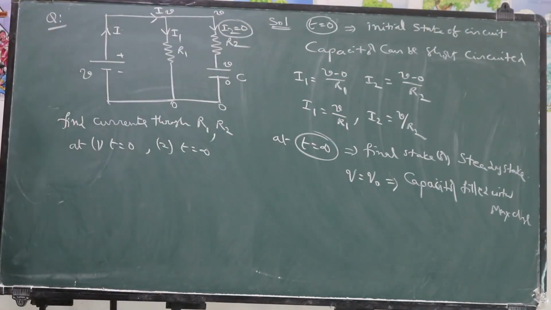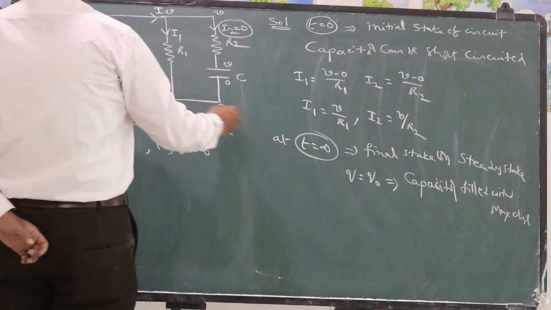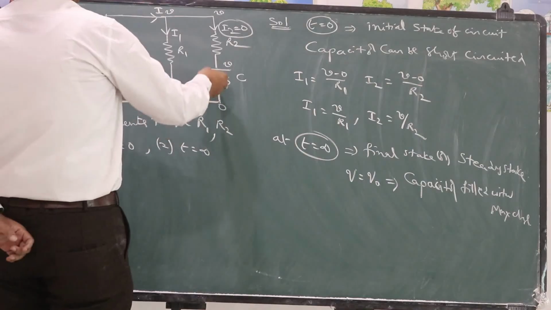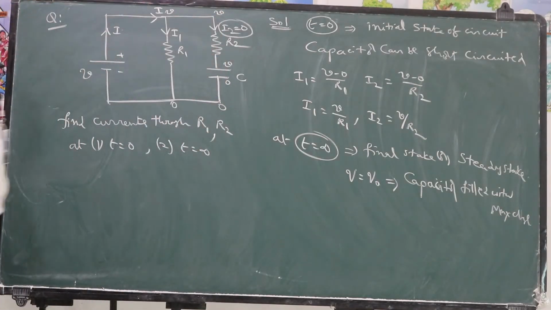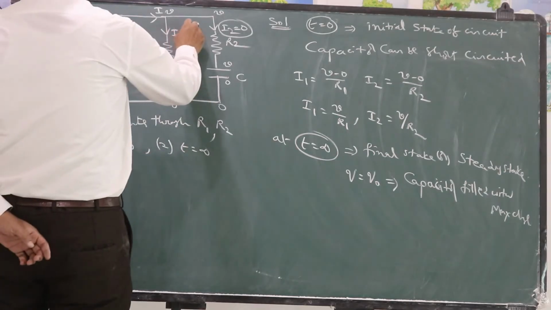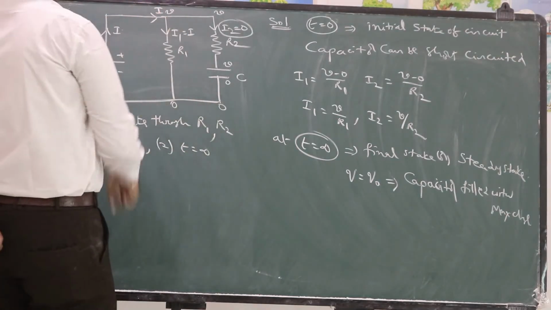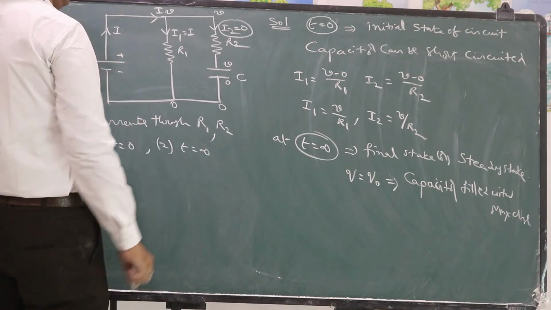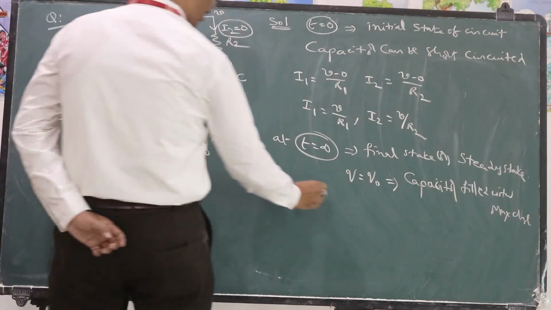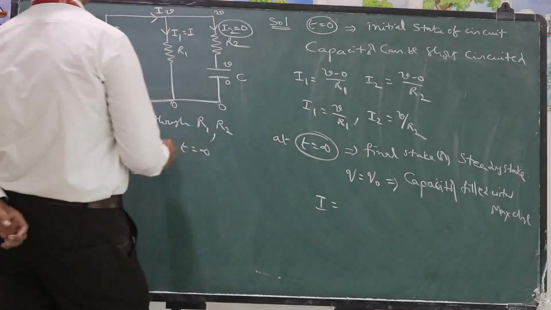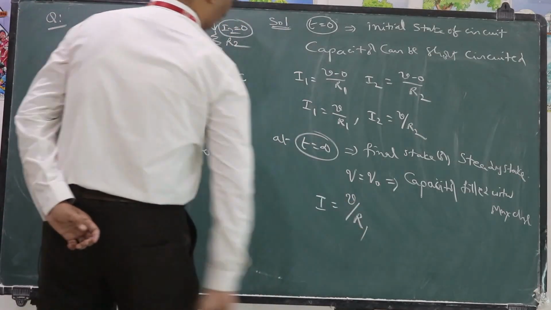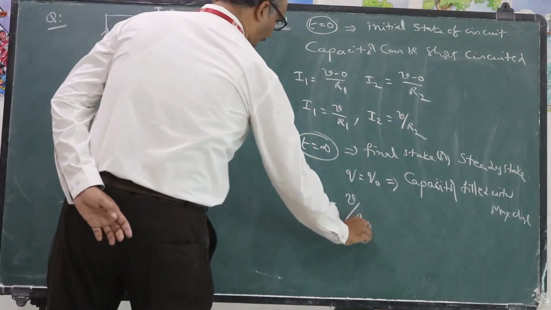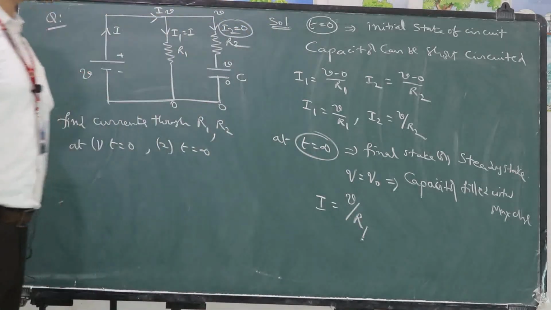No current passes through resistor R2, because as we discussed earlier, the branch containing the capacitor will not allow current to pass through it. So the entire current passes through resistor 1. Through resistor 1, the current I is equal to potential difference V by resistance R1, V by R1. This is the answer for this question. I hope I reached you.